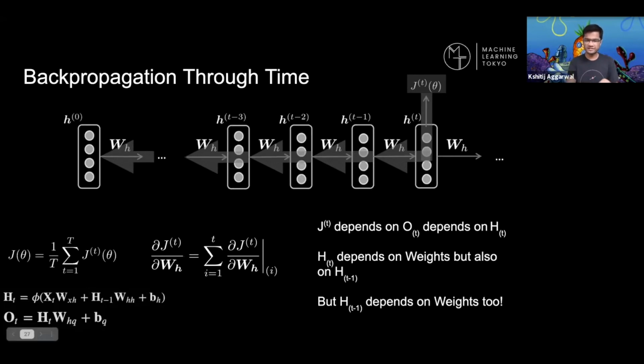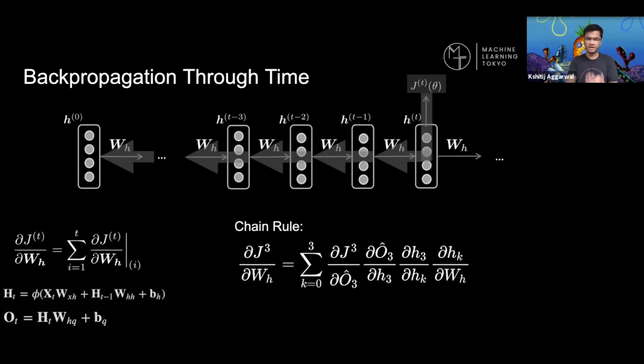Here, these weights, W_hh, are shared for all these hidden states at different times. So a hidden state at time t depends on the hidden state at time t minus 1 and the weights, but the hidden state at time t minus 1 itself depends on these weights, and it would depend on the hidden state at time t minus 2. So to calculate this gradient, we need to calculate all these different gradients and apply the chain rule, to get the total gradient of the hidden state at time t with respect to the weights, and propagate it till the first time instant.